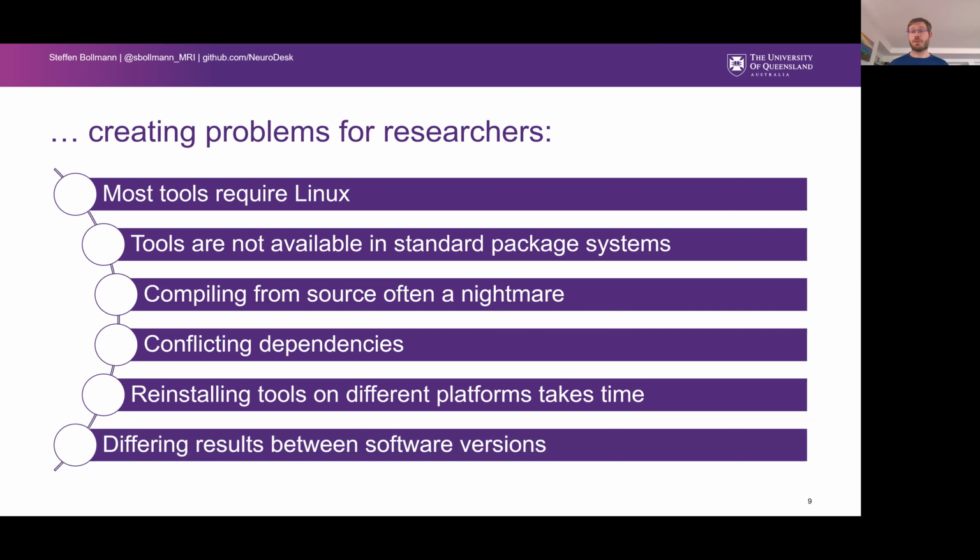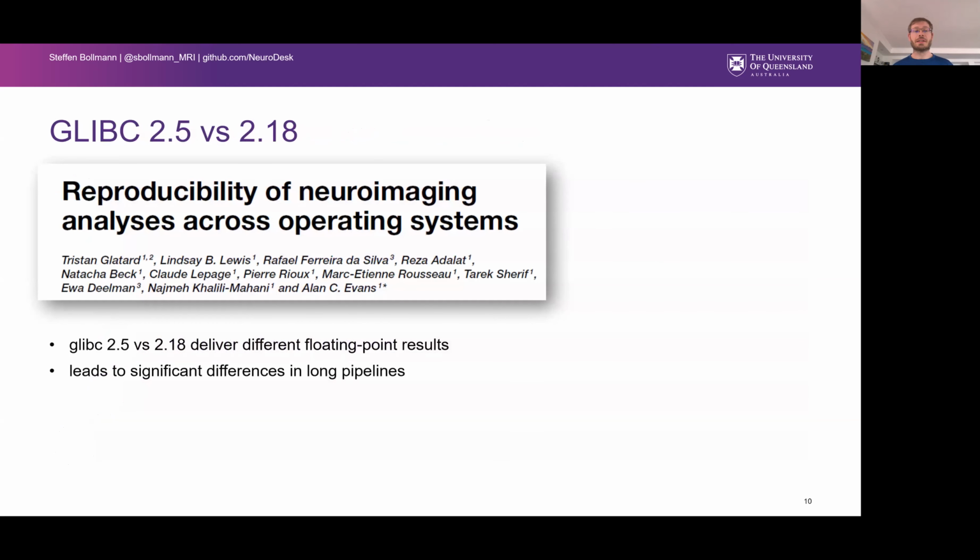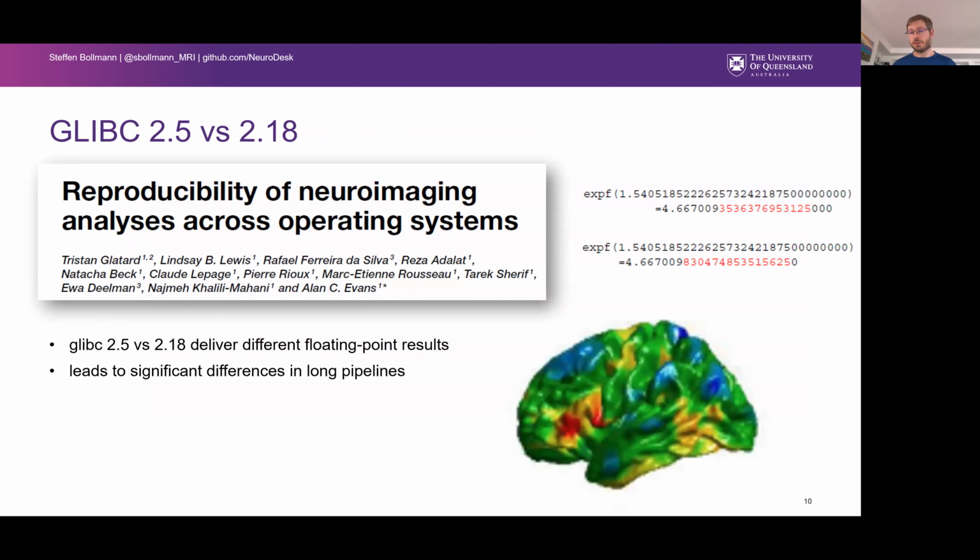Finally, results change with different software versions of scientific tools and also the underlying system libraries. And this is nicely illustrated in that publication where they looked at the reproducibility of analysis pipelines and the dependency on the glibc library. So here they found that just the update from 2.5 to 2.18 changed the floating point precision, and this then led to significantly different results in this pipeline. So this introduces problems for computational reproducibility, but also just adds computational noise that's unnecessary.